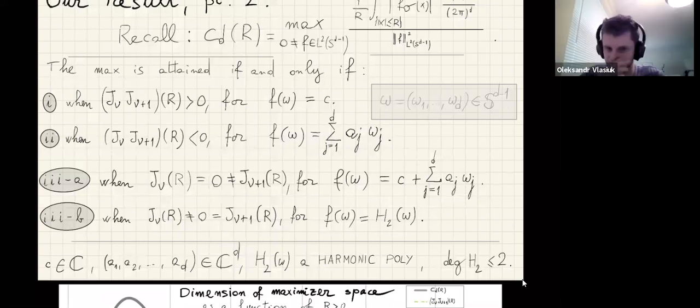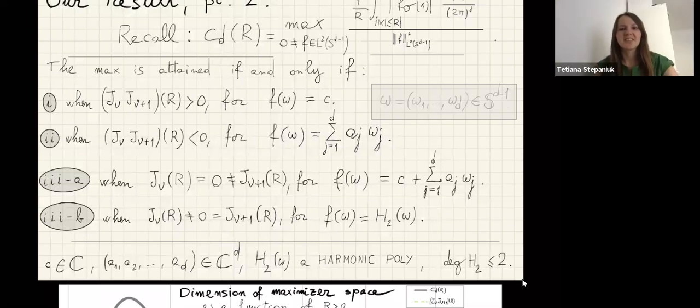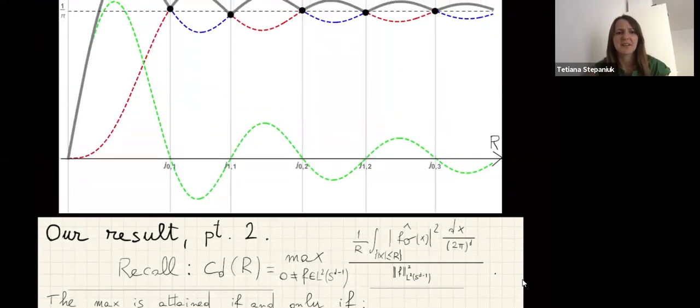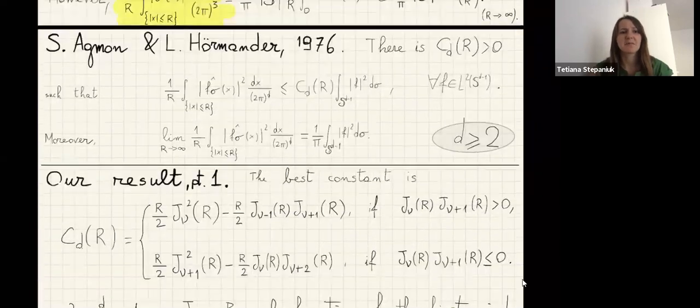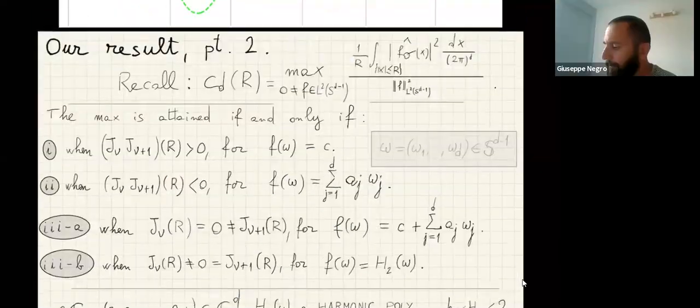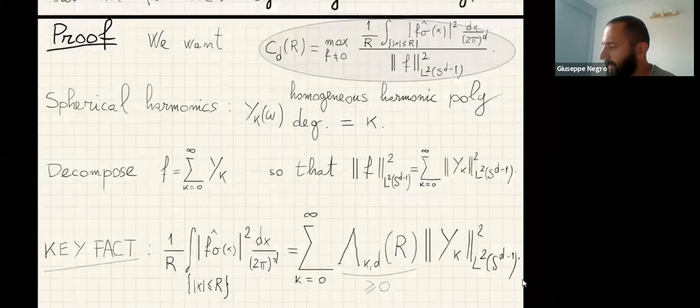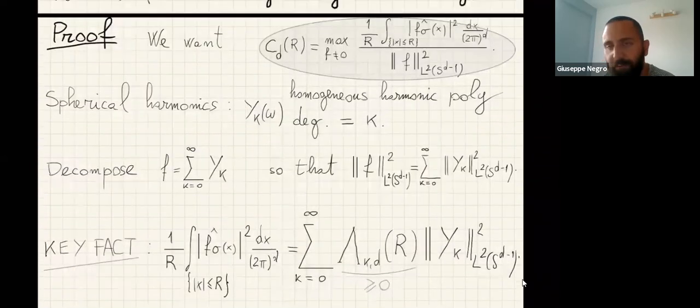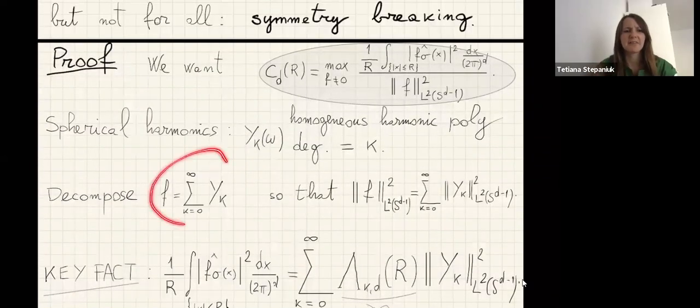Cool. Any more questions? I have a small question, maybe a stupid one. At the beginning of the proof, you wrote the expansion of the function f in terms of spherical harmonics, but should there be some coefficients? Yes, you already decompose f. Should there be some coefficients here, right?